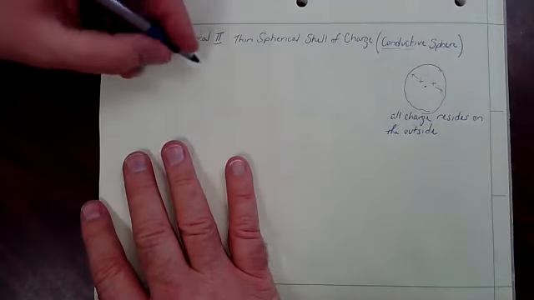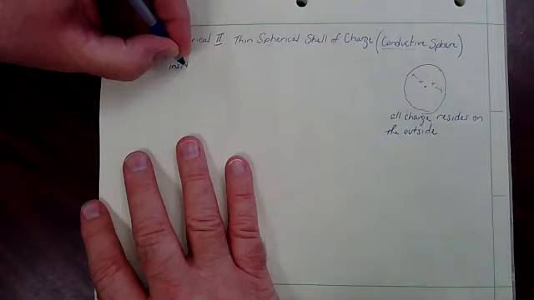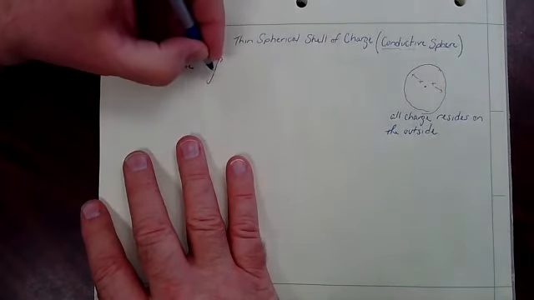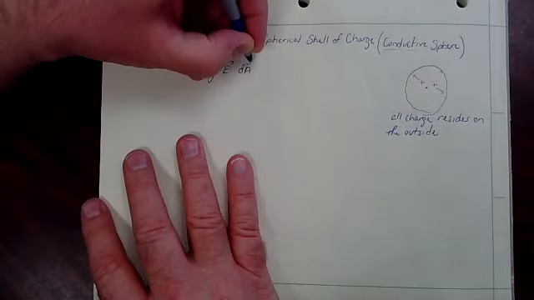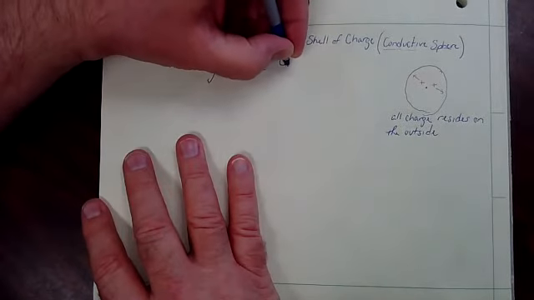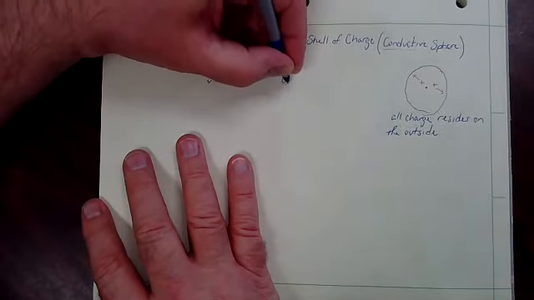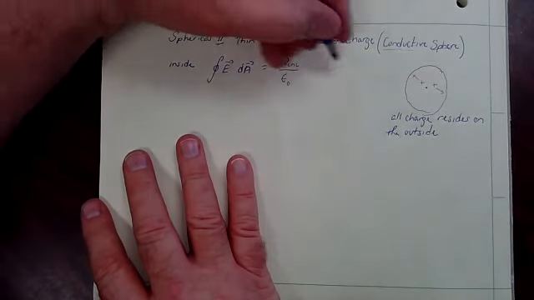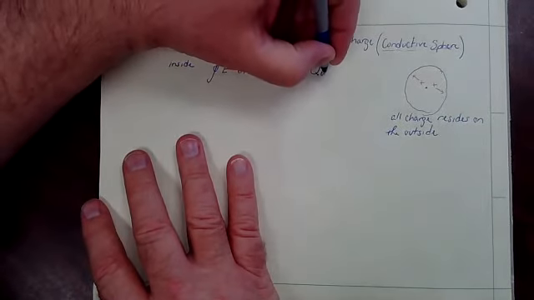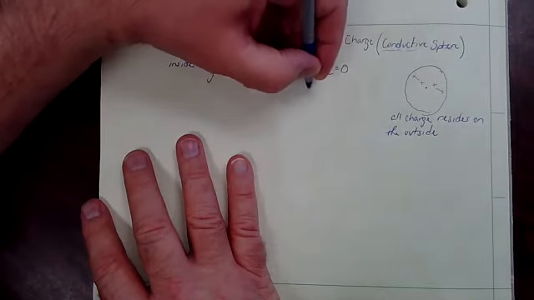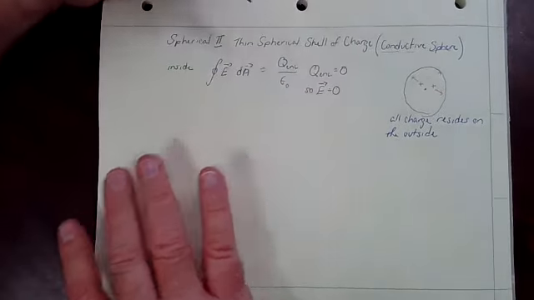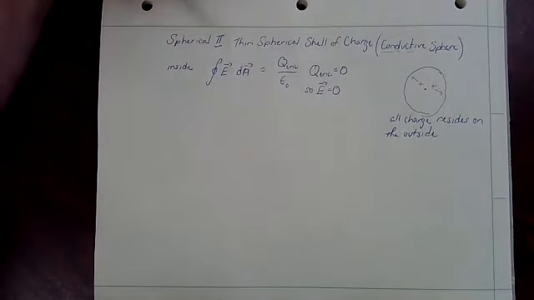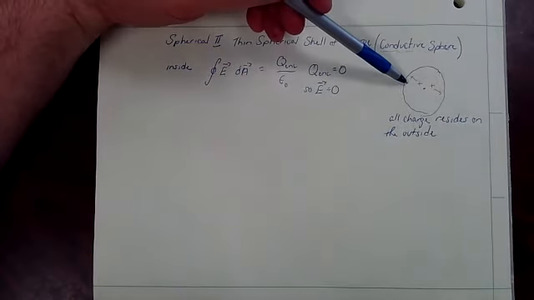Okay, so inside, we apply Gauss's law. Electric field E dot dA is equal to Q enclosed over epsilon naught, but this is 0. So the electric field is equal to 0 inside the conductor. That's a big statement. Inside conductors, the electric field is always 0.